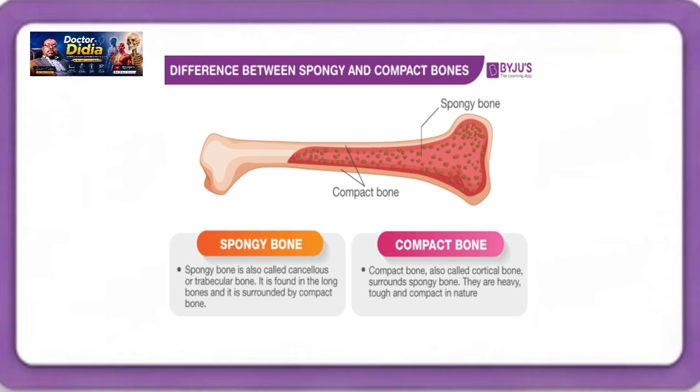Let's look at the classification and the structure of bones. Bones can be classified based on gross appearance into compact bone and cancellous or spongy bones. Let's look at compact bones. Compact bones are also known as cortical bones. They are the hard, dense outer layer of the bone. They make up roughly 80% of the total bone mass and provide structural support. They protect vital organs and bear the weight of the body.